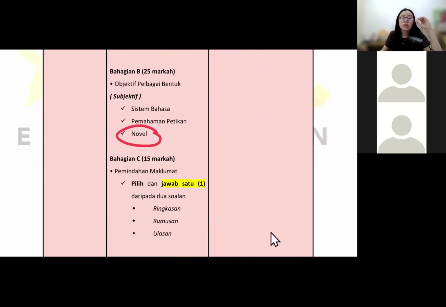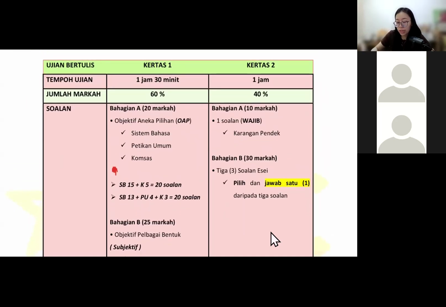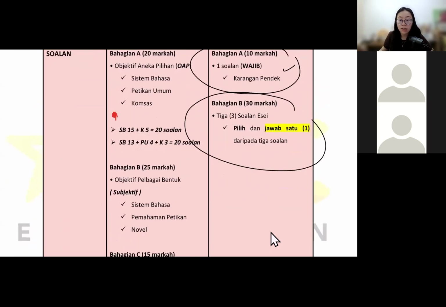Now, bahagian C for Form 3 actually is ringkasan and also ulasan. They give you a choice to choose either one. But of course, I recommend you choose ringkasan because ringkasan is much easier. You need to be alert: when your teacher teaches rumusan in this Form 3, then you have to be alert, which means the questions in the exam might come up as rumusan. And then kertas 2 is 1 jam, which is your karangan. Bahagian A, karangan pendek. And also bahagian B, you choose one question out of 3.